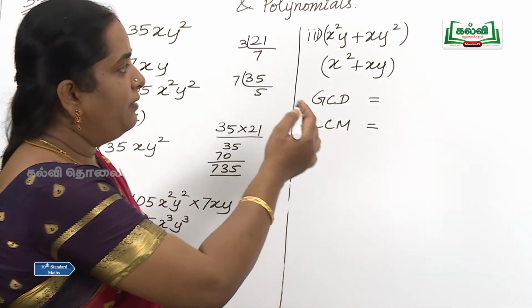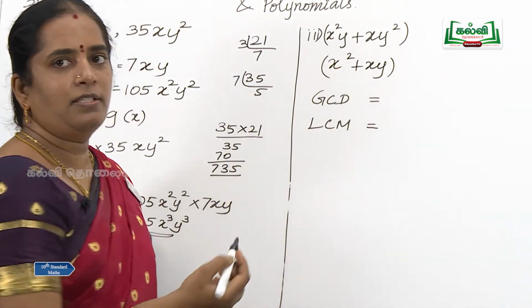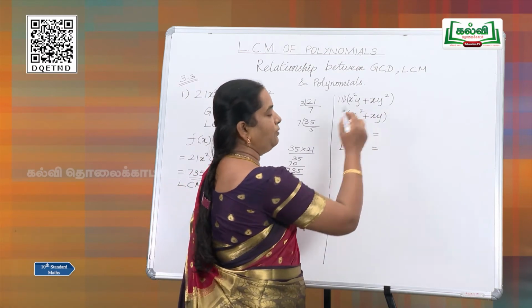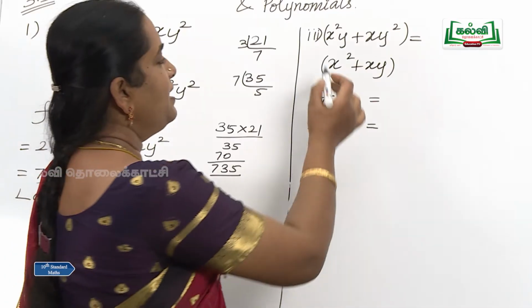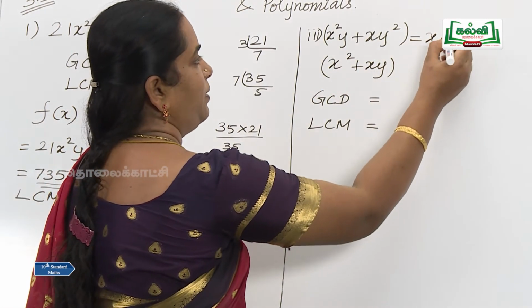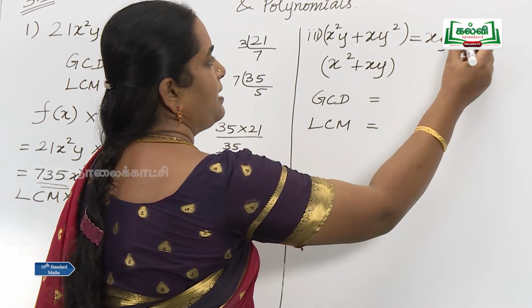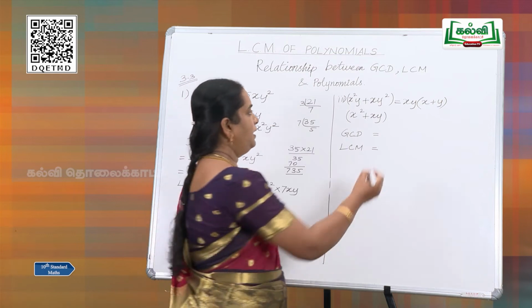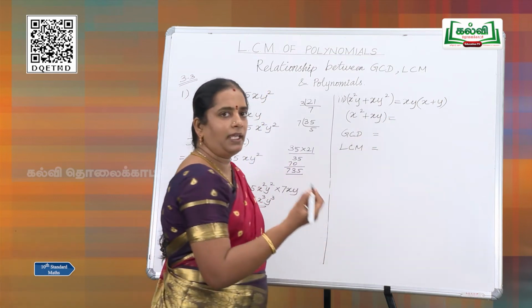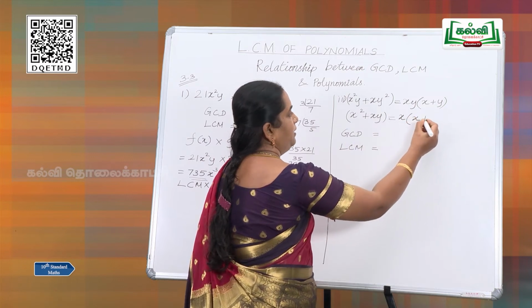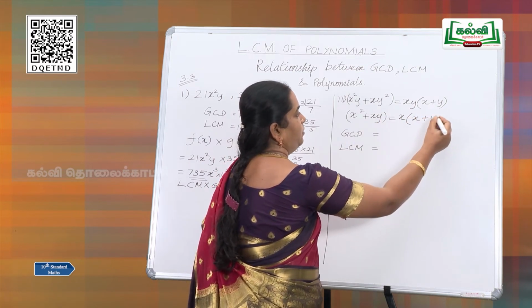See, these are the polynomials given. So, we have to factorize first, as they have more than one term. See, xy is common in both the terms. So, take out xy and here x plus y is the other factor. Then we can factorize here taking out x as a common factor. So, as x is taken out, 1x remains and here y.